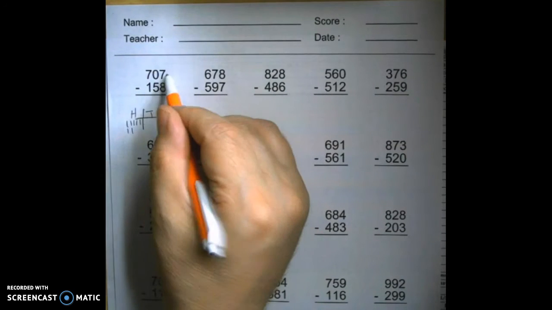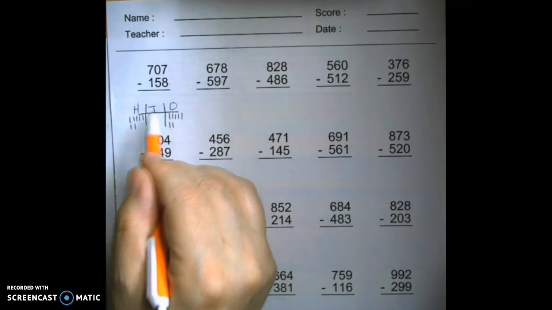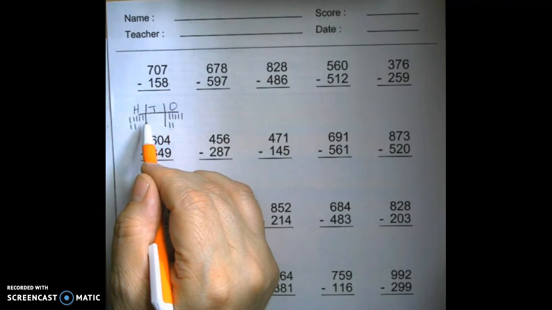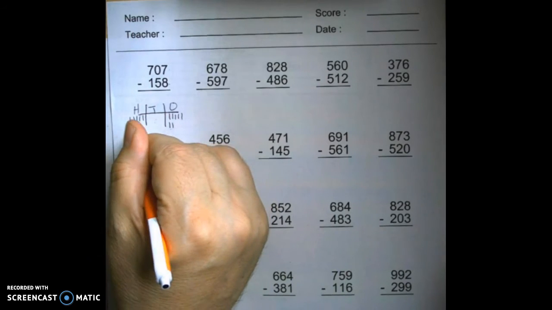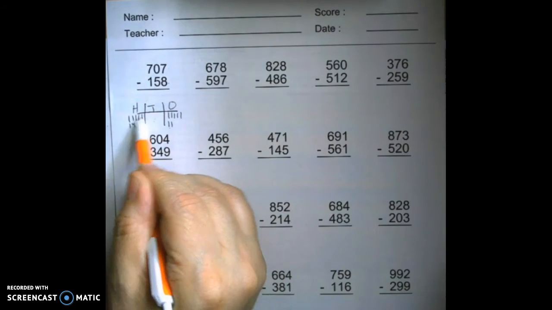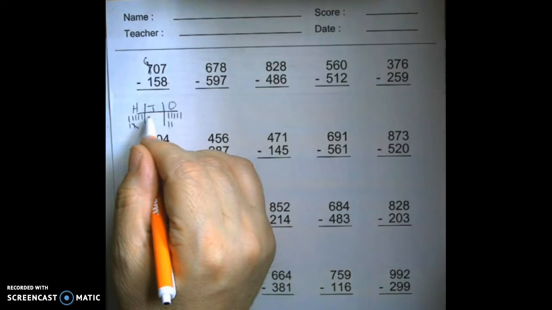The problem asks for us to take 8 away, and we don't have enough to take away. We can't borrow from the tens, so we have to borrow from the hundreds. So we're going to cross one out. Instead of having 7, we now have 6, and we can add 10.